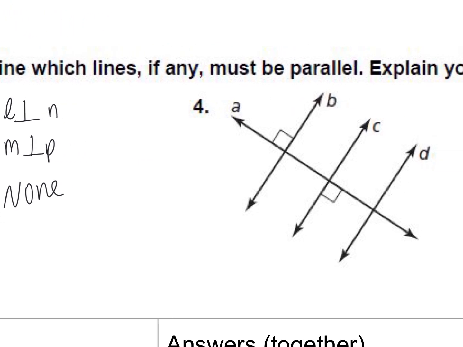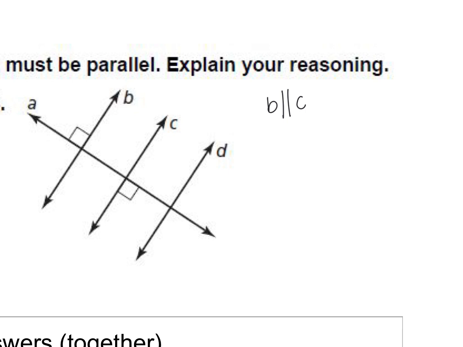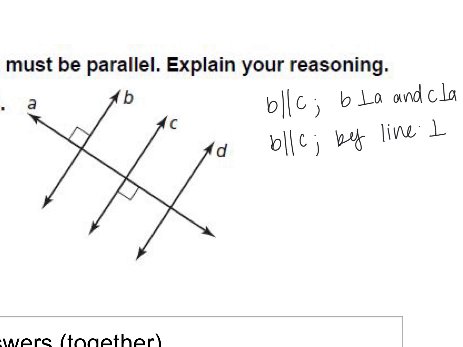Looking at number 4. What is parallel in number 4? Good. B is parallel to C, and I'm going to state why. B is perpendicular to A, and C is perpendicular to A, which make B parallel to C by what? Lines perpendicular to a transversal theorem. Okay, this is definitely a review.